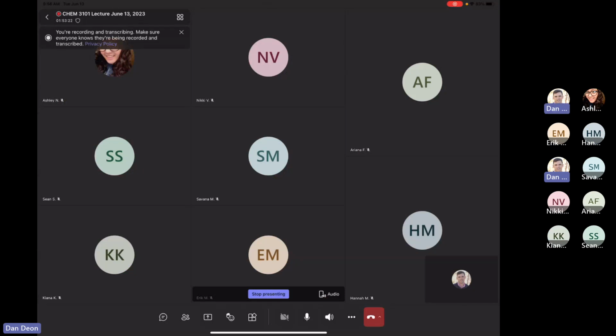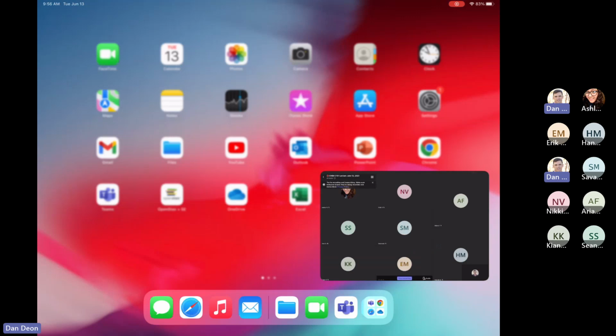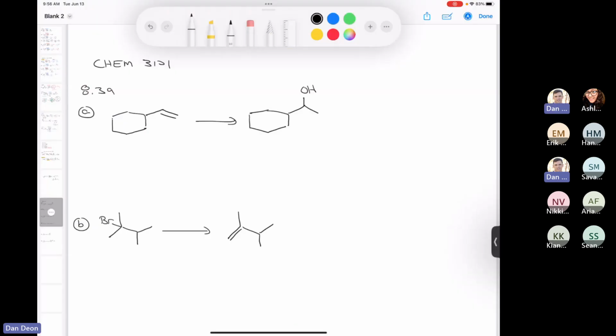So this is question 8.39 from the textbook, and it gives us some practice on our reactions. We'll start with the first one. So A, we're starting with this terminal alkene here. Are we doing a Markovnikov or an anti-Markovnikov addition of water here?